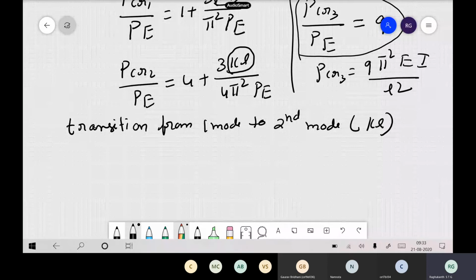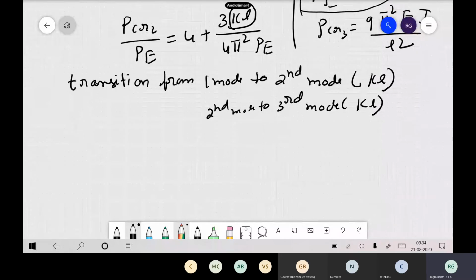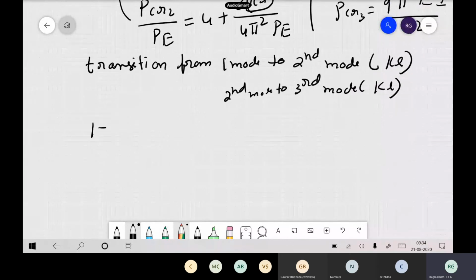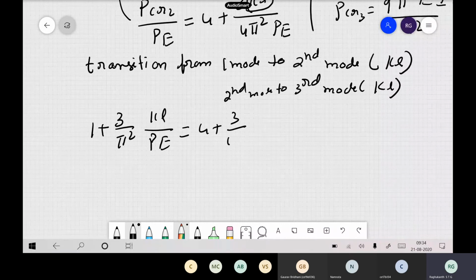So how do we find this, and similarly the transition from second mode to third mode also. You followed, right? So you can find out the foundation stiffness which will make the column buckle in the first mode, second mode, or third mode. To find this, you just equate the two expressions and you can get the numbers. So 1 plus 3 by pi square KL by PE is the same as 4 plus 3 by 4 pi square KL by PE.